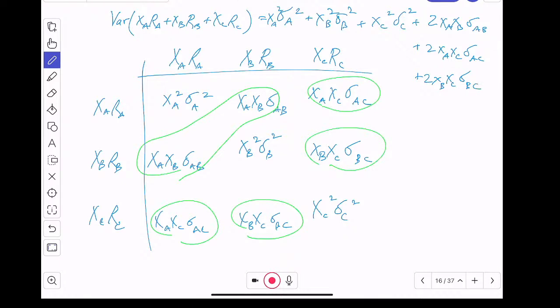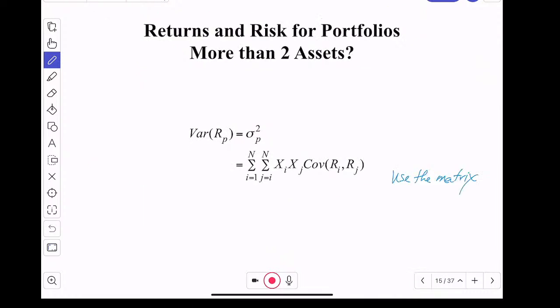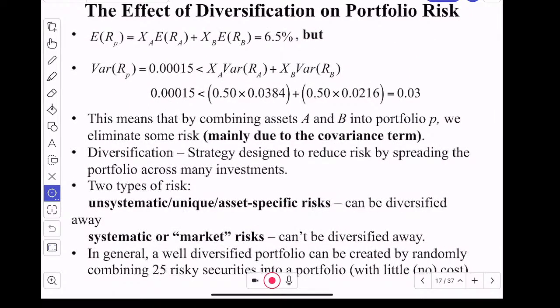All right? So that's what that's talking about. It's saying take them in 2 pairs at a time, and this is basically the matrix. It's a symbol for that matrix. All right.